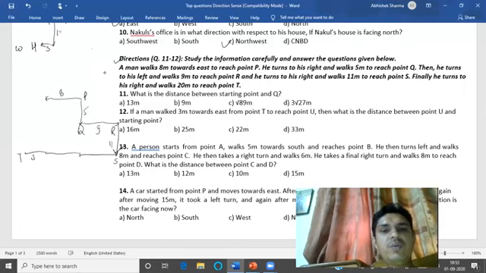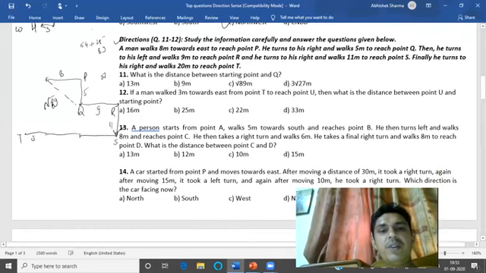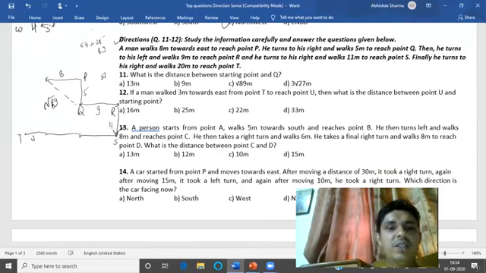The starting point and Q, this will simply be the square root of 8 squared plus 5 squared. 8 squared is 64, and 5 squared is 25. If we add these two, this will be 89, right? So the length between the starting point and this point will be the square root of 89. So the answer will be the square root of 89, right?